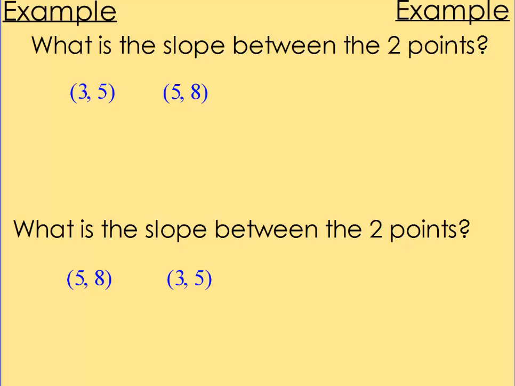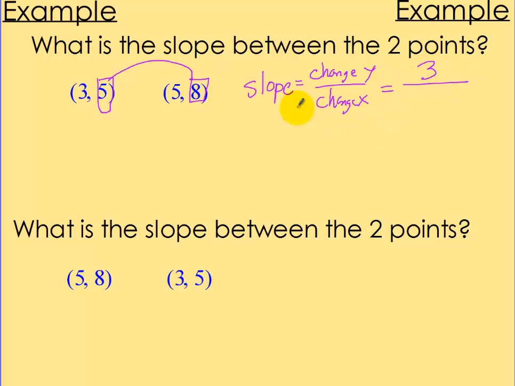All right, let's try some examples. So pause the video here. Okay, what is the slope between the 2 points? So we have 2 points. And your slope is going to be the change in y over change in x. So how is y changing? Well, it's going from 5 to 8, and that's going up 3, so positive 3. Change in x. Well, my x is going from 3 to 5, it's going up 2, so positive 2. My slope is 3/2. I can't reduce that. That's it.